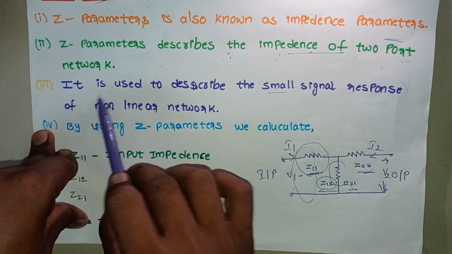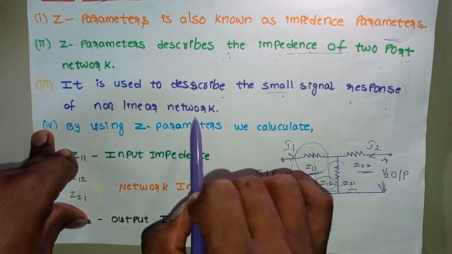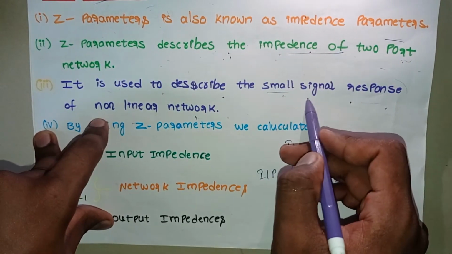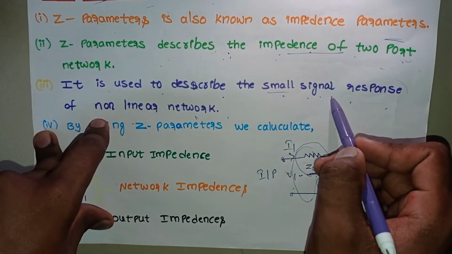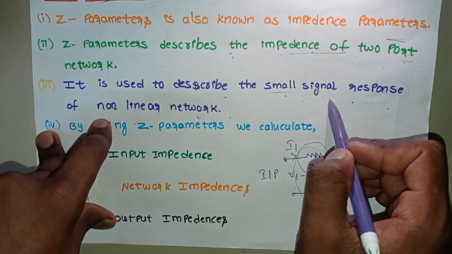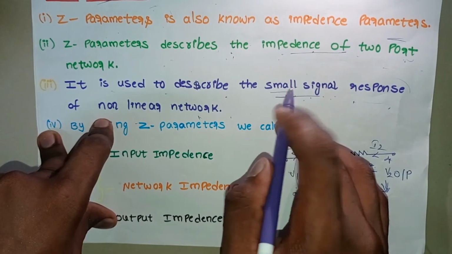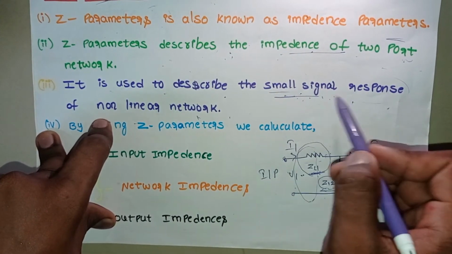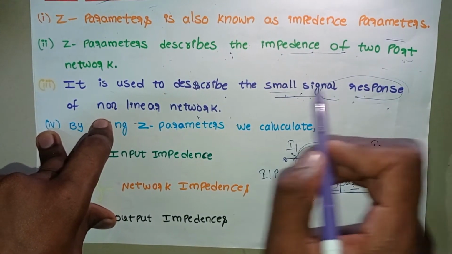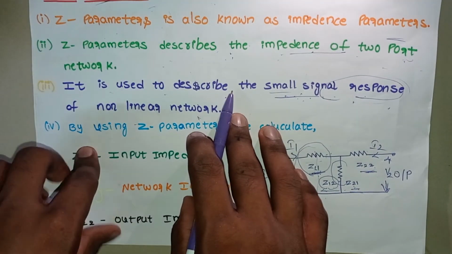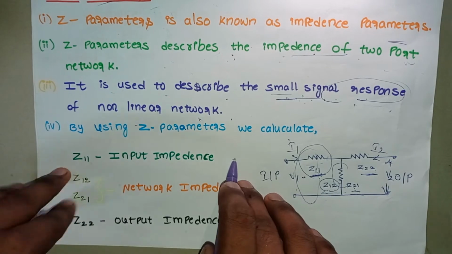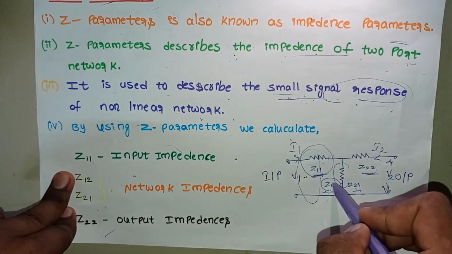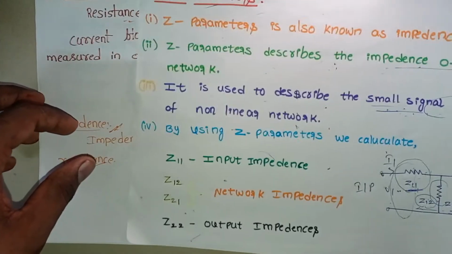Here let's see this point. It is used to describe the small signal response of a non-linear network. This point states that a signal having low voltages and low frequencies is called a small signal. If we apply a small signal as input of any two-port network, then the response is calculated by using the Z parameters. By using Z parameters we can calculate Z11, Z12, Z21, Z22, as we already saw in this circuit.